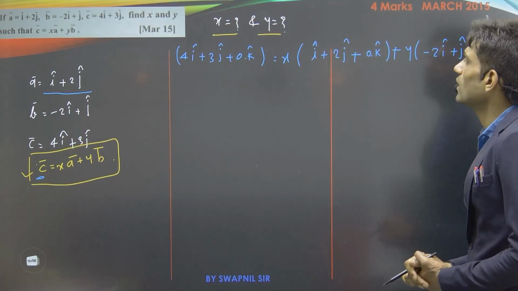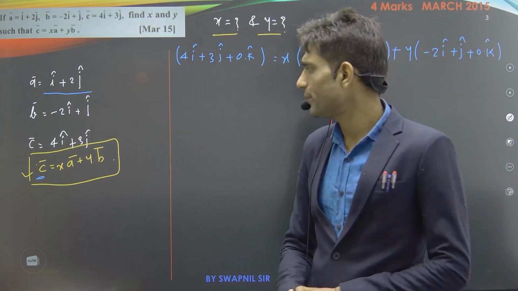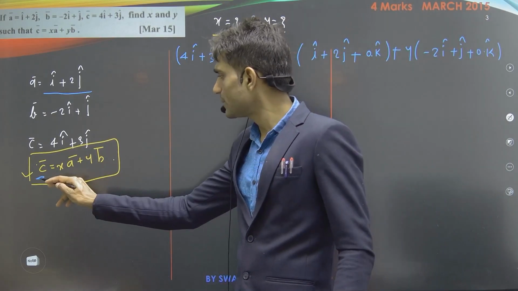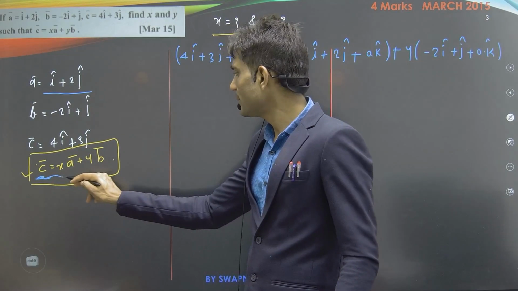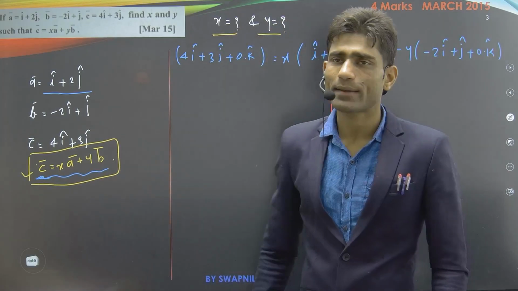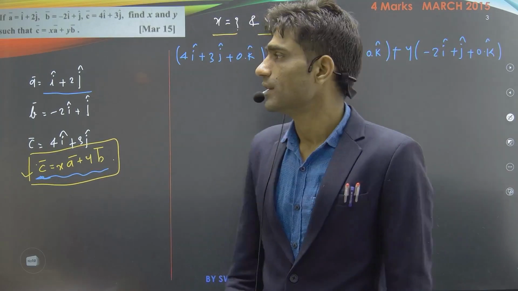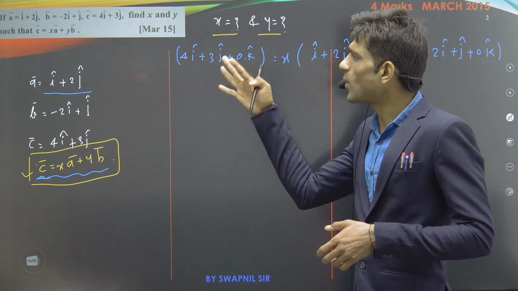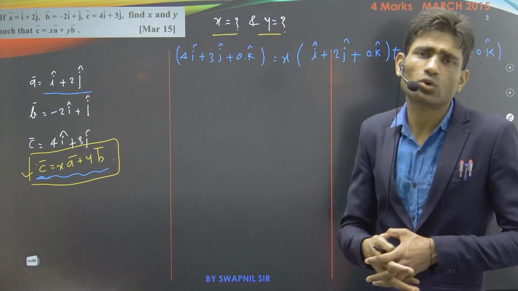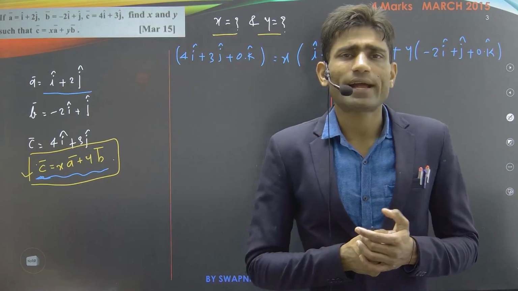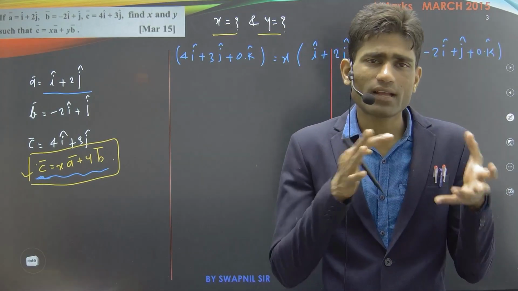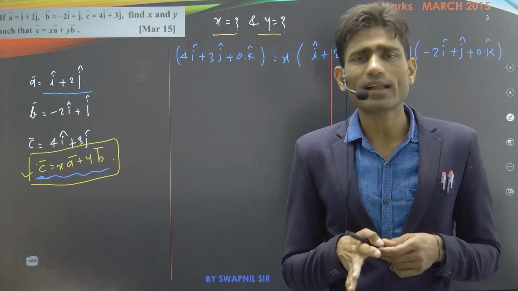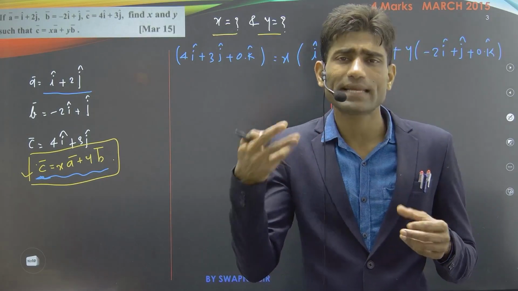We have these values present here for C bar, so C bar can be written as x A bar plus y B bar. Now let's go for finding the values. As we have one side in the form of I cap, j cap, k cap, to compare both sides we convert the other side also into the form of I cap, j cap and k cap.